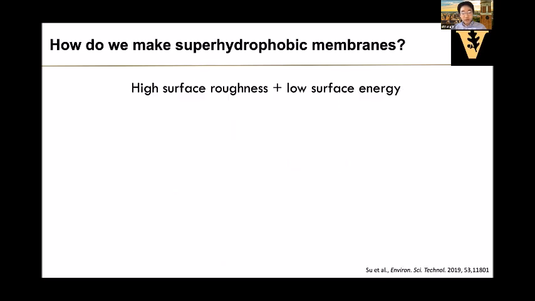So in order to make a super hydrophobic membrane, you really only need to do two things. First, you want to have a surface that is really, really rough. And the second is to reduce the surface energy of that material. There are many different methods to make it.